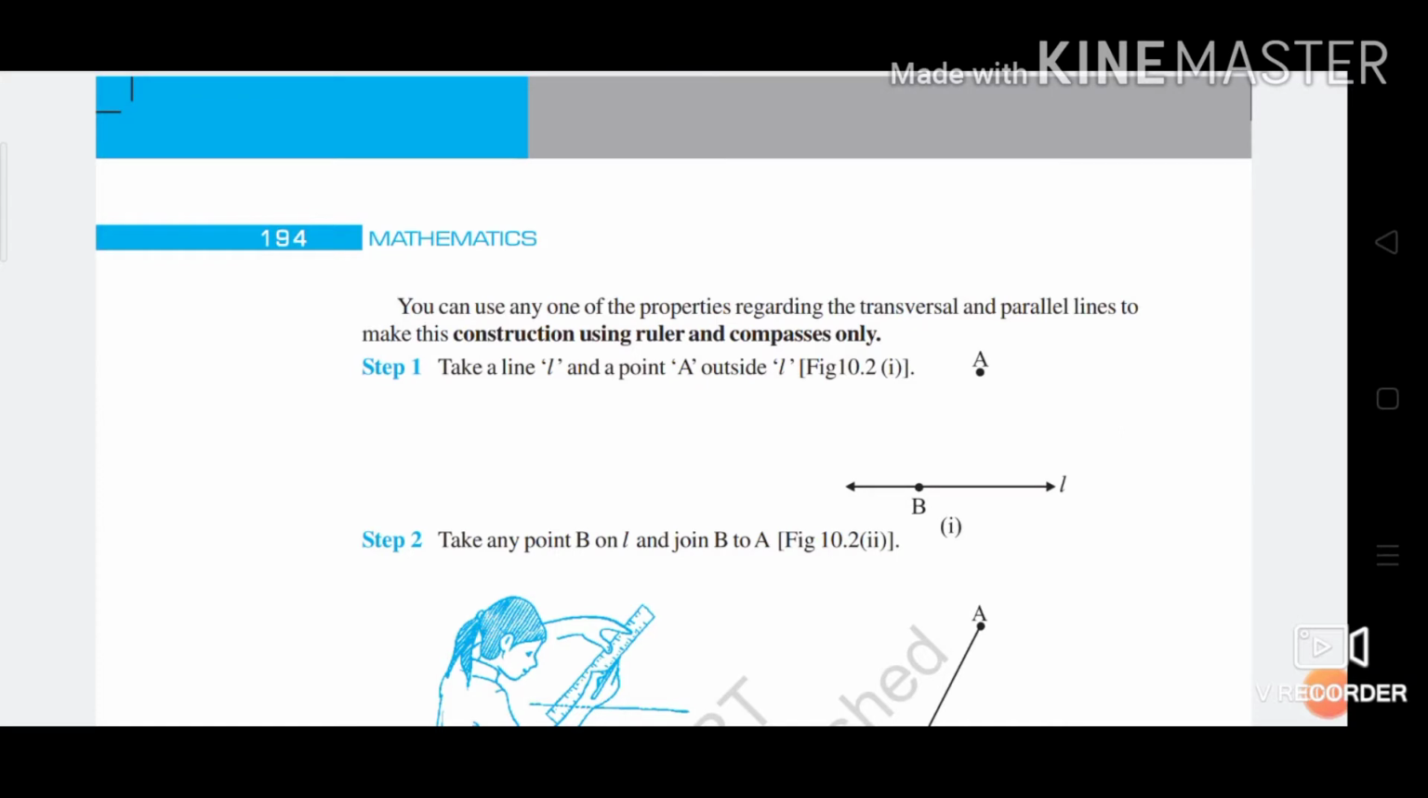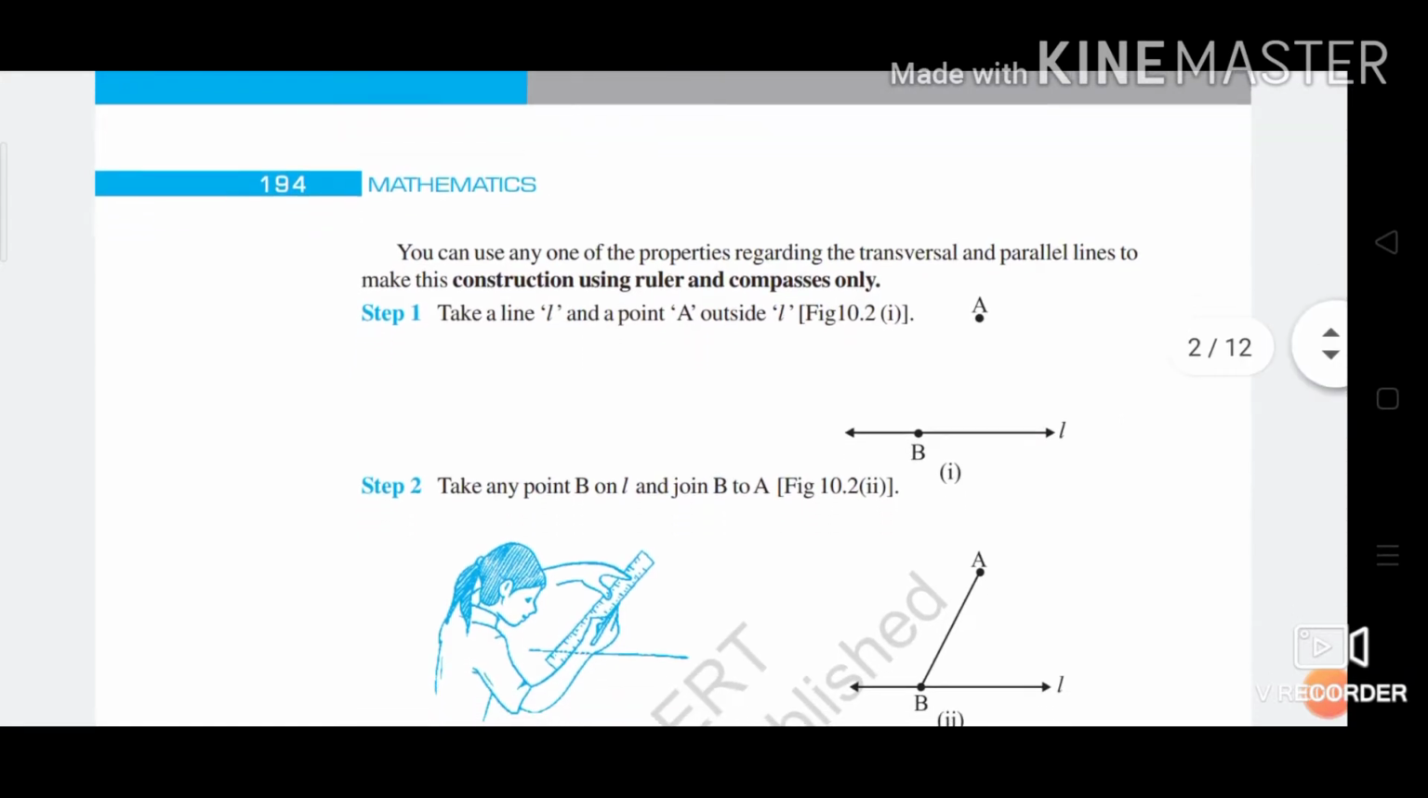Welcome back, students. We have completed the paper folding activity. Now, with the help of a ruler and compasses, we try to construct parallel and perpendicular lines. I will go through the steps of the construction first, and then we will do the construction with the help of those steps.